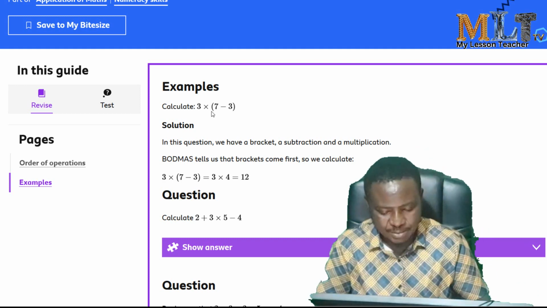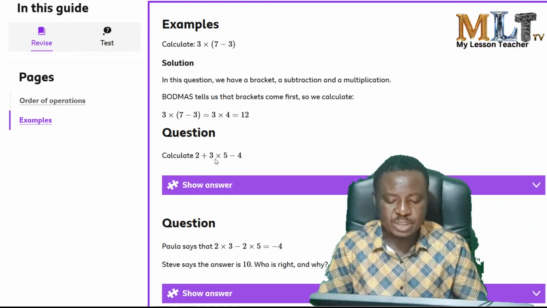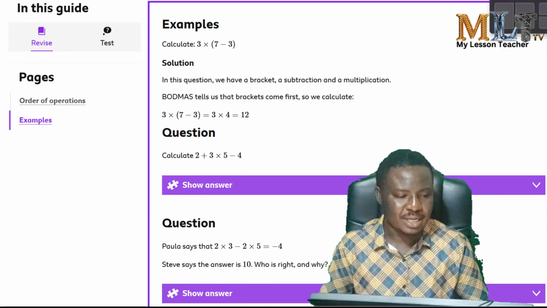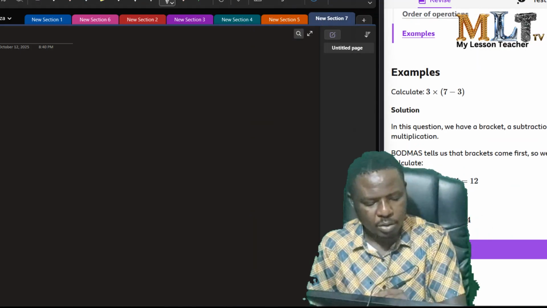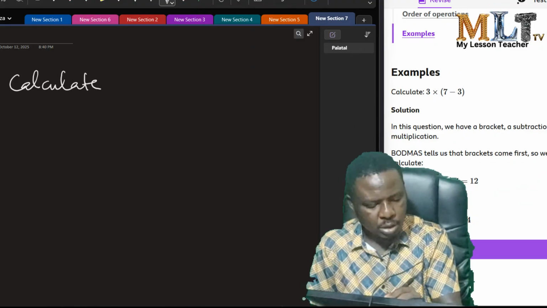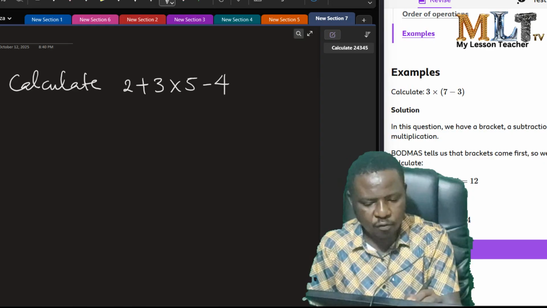Now we have another example or question that we should calculate: 2 plus 3 times 4 times 5 minus 4. So how do you do that? Let's use the board. The question says we should calculate 2 plus 3 times 5 minus 4.